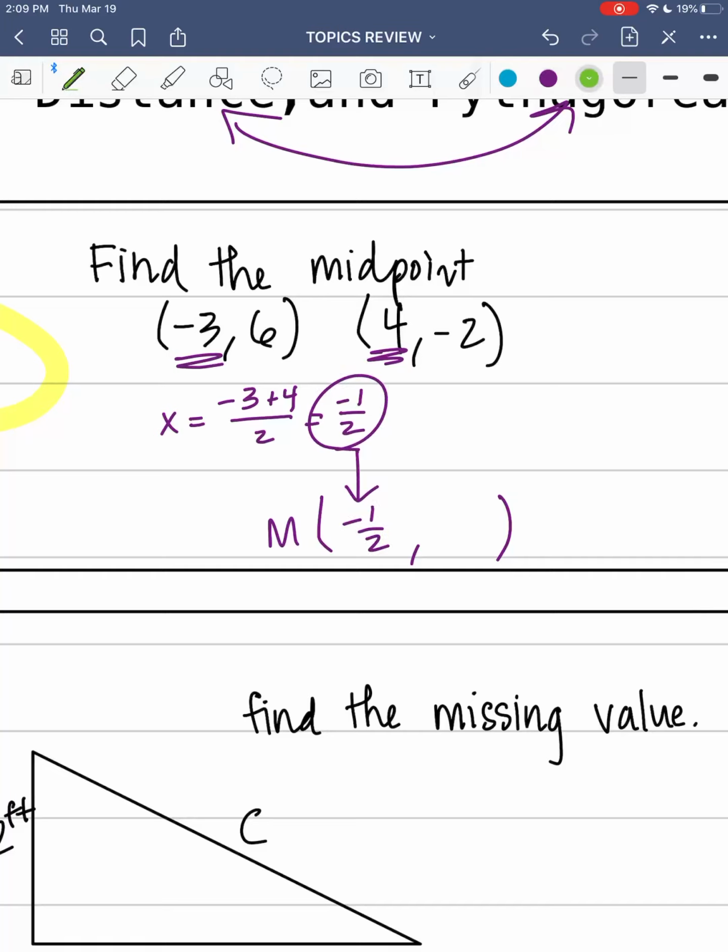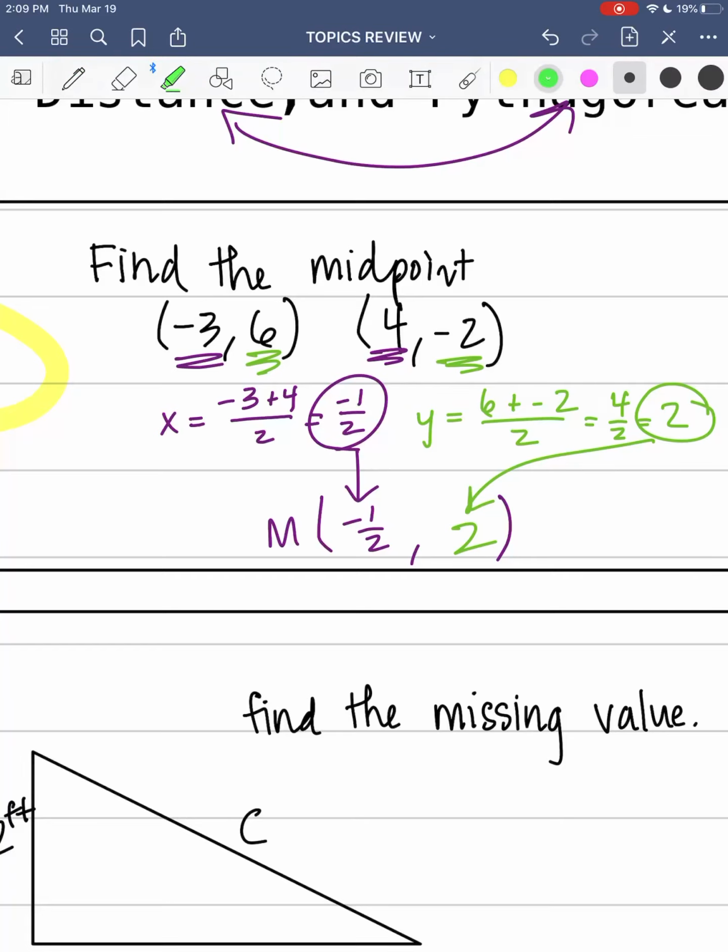Okay, and then to get the new y for the midpoint, we do 6 plus negative 2 divided by 2, which ends up being 4 divided by 2, which is just 2. Nice. So our midpoint is the point negative 1/2, 2.